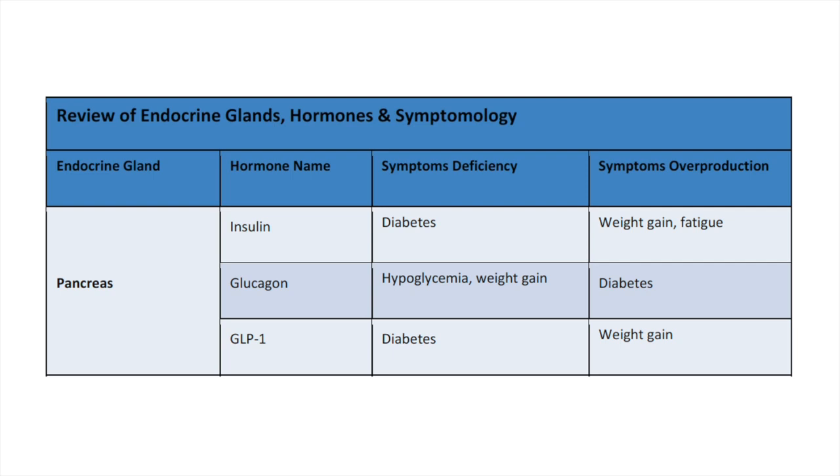Pancreas, responsible for insulin, glucagon, and GLP-1. So, not enough insulin, you've got diabetes. Too much insulin, you've got fatigue and weight gain. Not enough glucagon, you've got hypoglycemia and weight gain. Too much glucagon, you've got diabetes. Not enough GLP-1, you've got diabetes. Too much GLP-1, you've got weight gain.